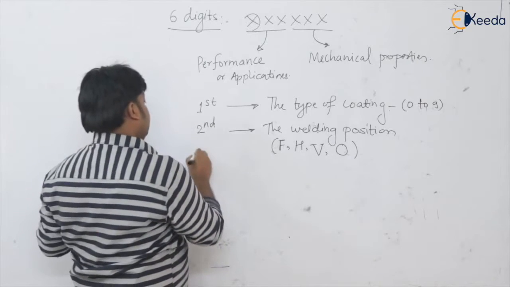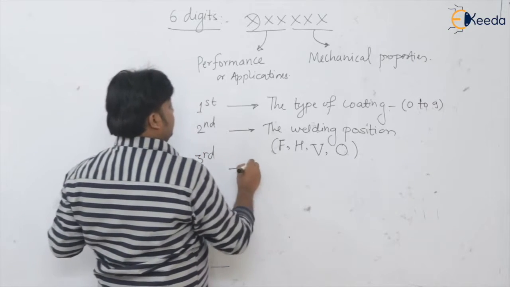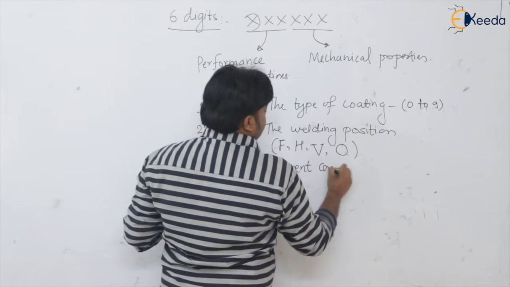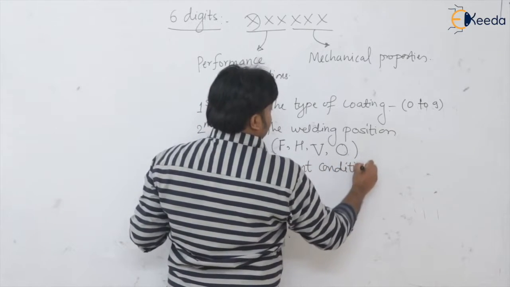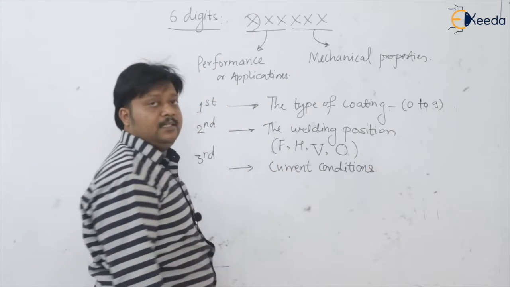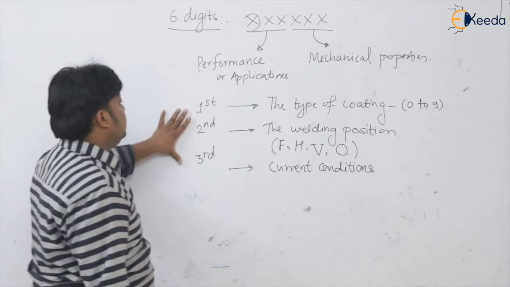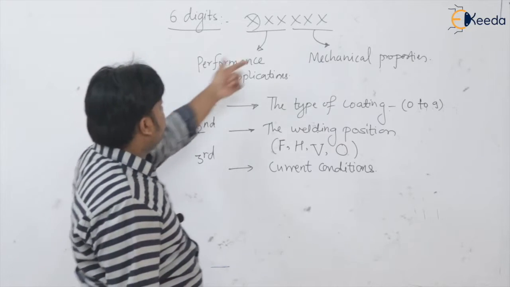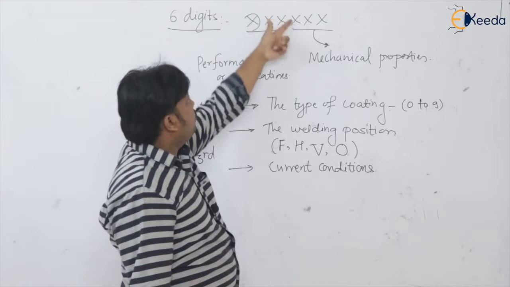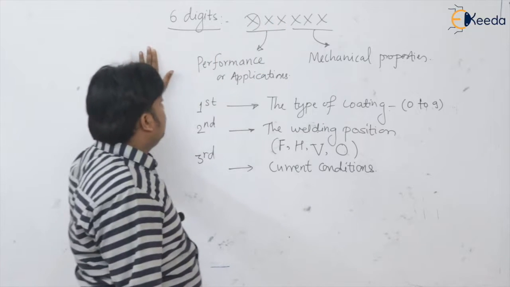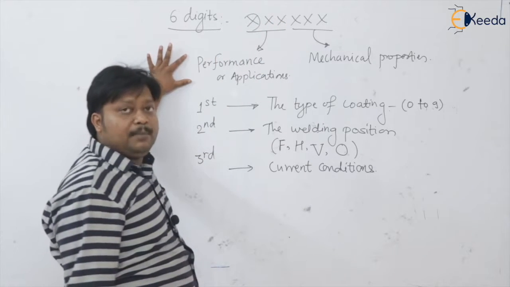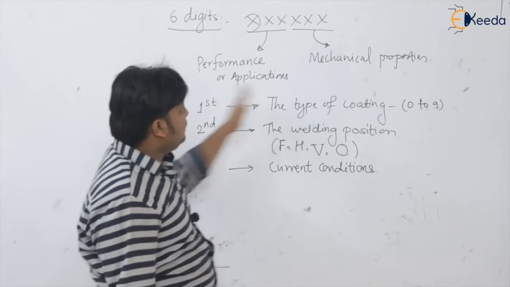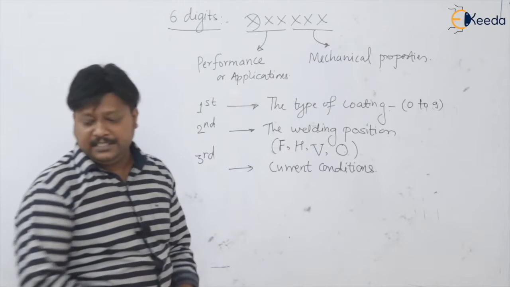Then the third digit will give us the current conditions. So this is about the first 3 digits coded onto the electrode, which give us the performance or application of the electrode. Now we will see the last 3 digits.